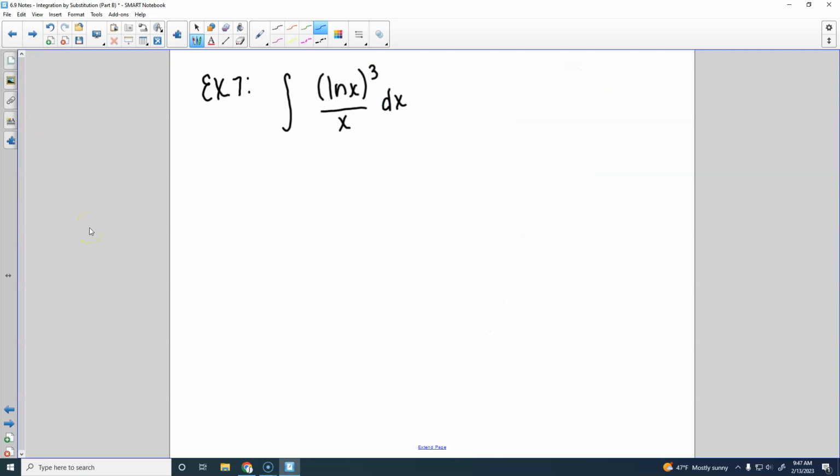Okay. This time we've got natural log of x to the 3rd over x.